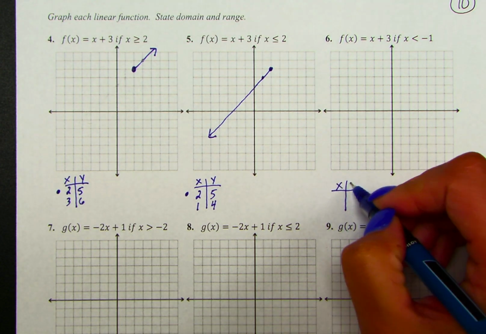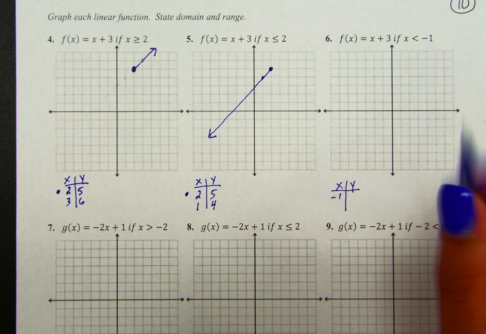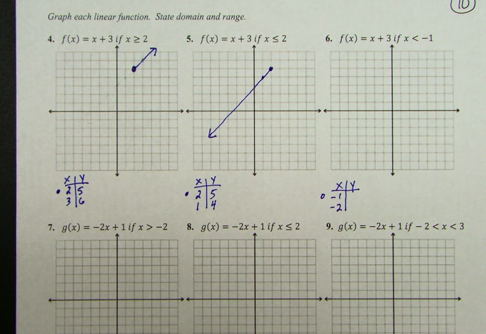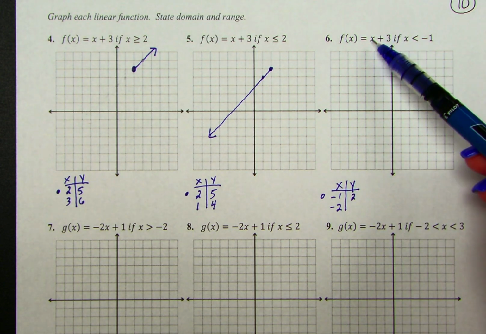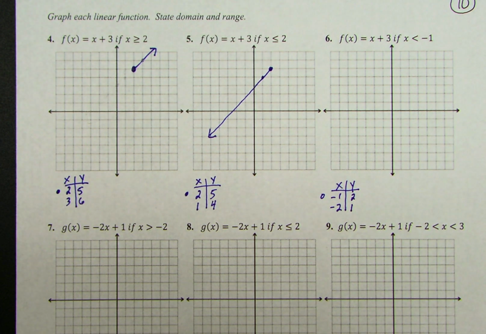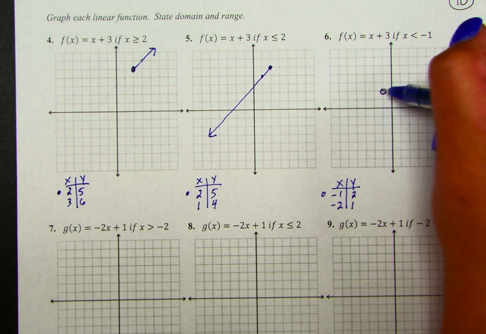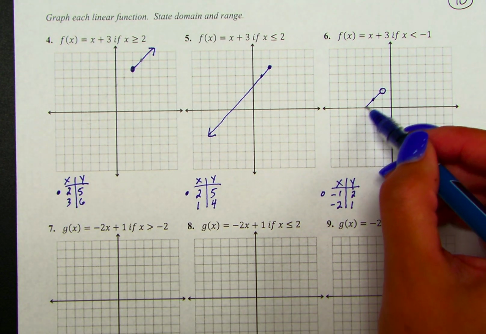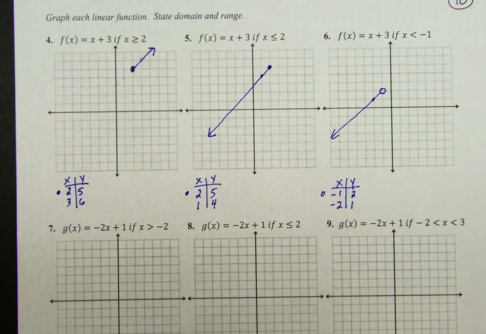All right, next one. So this time I'm starting with -1, and then less than -1, so a number smaller than -1 would be -2, and my endpoint is going to be open this time. So now I can start my substitution process. So -1 plus 3 is 2. -2 plus 3 is 1. And now I'm just graphing. So -1 up 2, open circle. -2 up 1, connecting endpoint to that second point. And again, I know I at least have my ray going in the right direction because it's less than, and it should be going to the left.